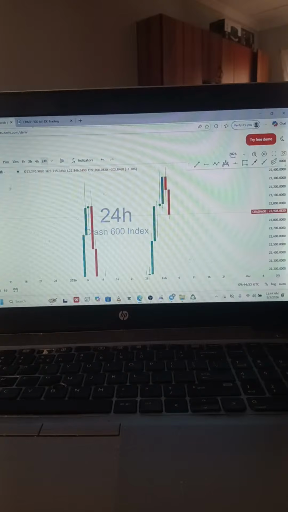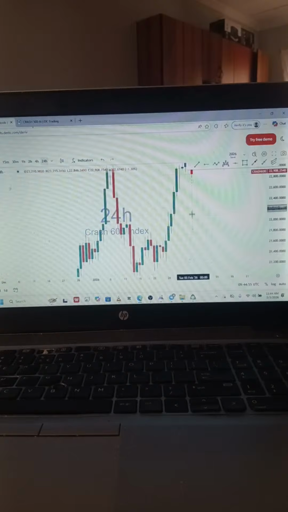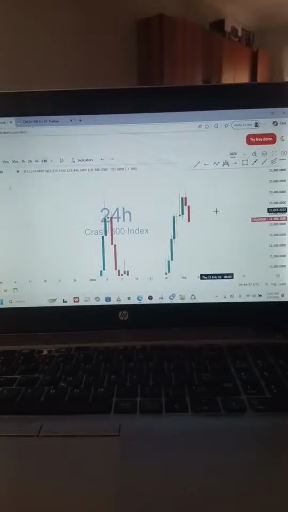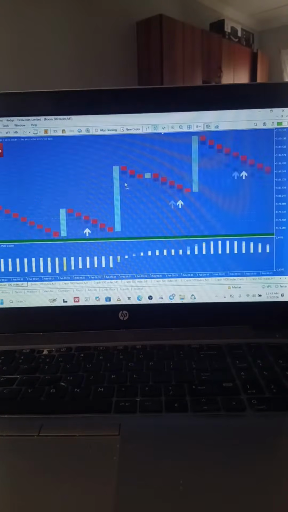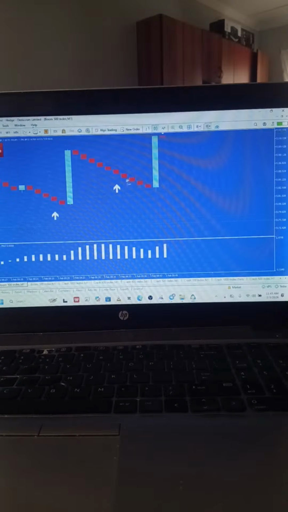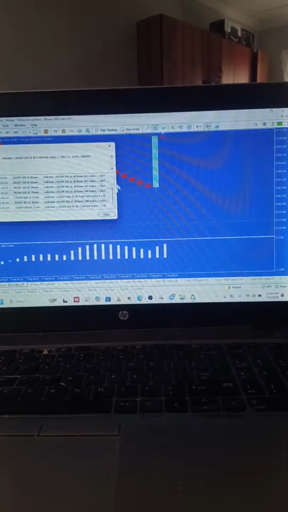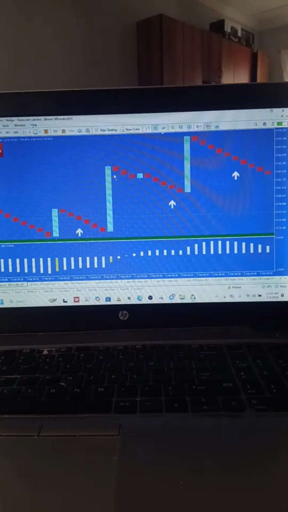Strong daily bearish candle. 500 spike. Boom 500. This one is a very good customer. It's moving. This one is a very good customer. Spiking nicely.